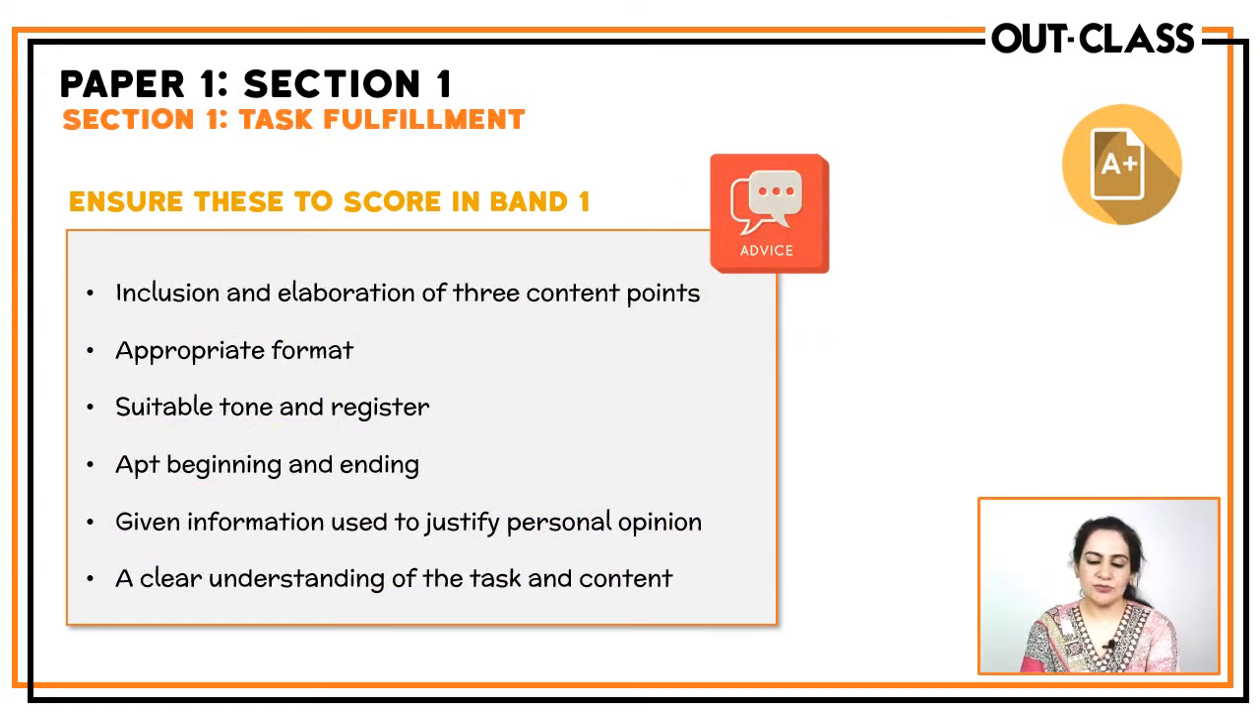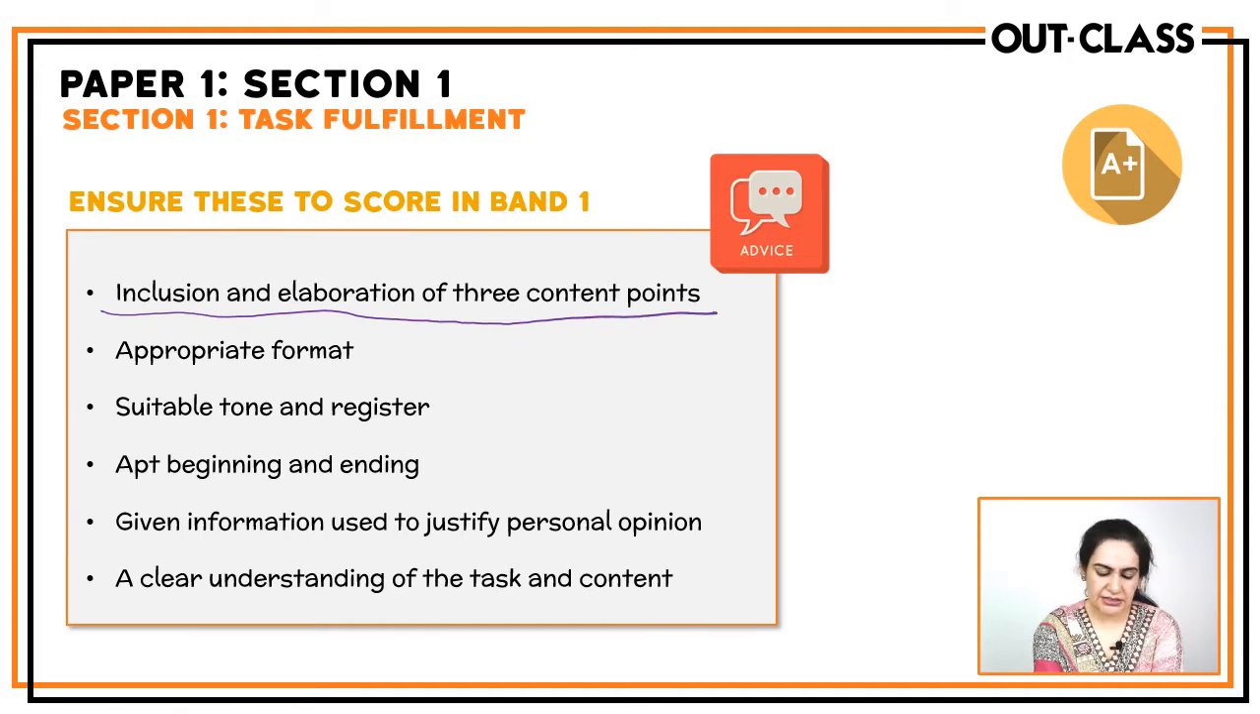ठीक है. अच्छा जी, moving on to the other part of your assessment criteria for section 1, which is task fulfillment. Okay, अब इसमें जो है a bit it becomes little more technical, but you'll see a repetition of a few things that I've already talked about in our episode here. Inclusion and elaboration of 3 content points, easy. Appropriate format. If you're writing a letter, it should be written as a letter. If you're asked to write a magazine article, it should be a magazine article. It cannot be otherwise.